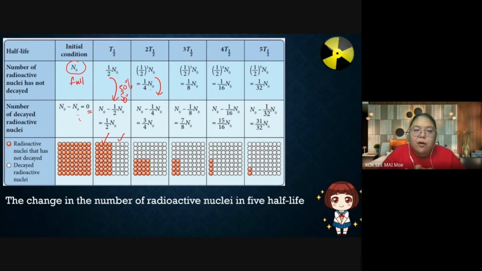I become 1 over 4. Then you take the rest, 3 over 4 you take already. Then I decay again, 1 over 8. Then 7 over 8 you take. And then you see it continue. The orange color becomes less and less. Then the white color becomes more and more. The white color means already decayed. The orange color is what you have left. So this is the meaning of the formula just now.